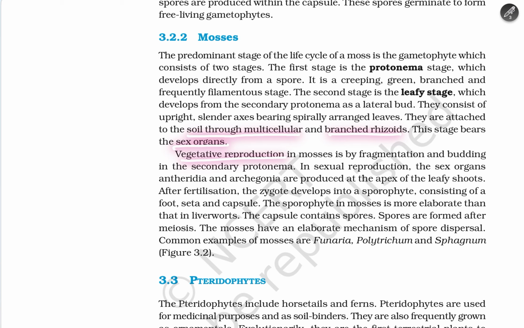Vegetative reproduction in mosses is by fragmentation and budding in the secondary protonema. In sexual reproduction, the sex organs antheridia and archegonia are produced at the apex of leafy shoots. After fertilization, the zygote develops into a sporophyte consisting of foot, seta and capsule. The sporophyte in mosses is more elaborate than that of liverworts. The capsule contains spores, which are formed after meiosis. Mosses have an elaborate mechanism of spore dispersal. Examples of mosses are Funaria, Polytrichum and Sphagnum.